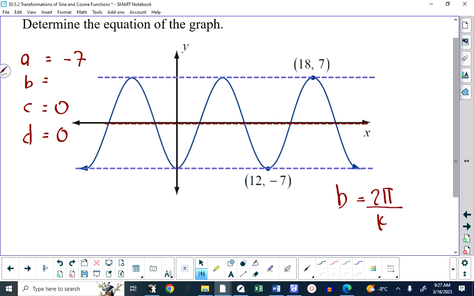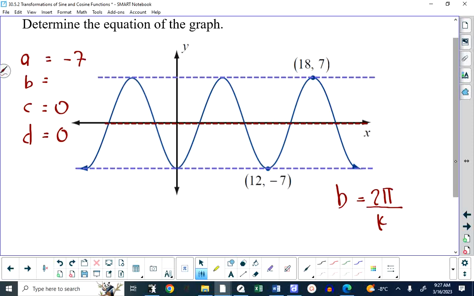12. Excellent. Can you explain why it's 12? And there's a couple of ways to do it. Yeah, from 12 to 18, it's like half of the rotation. Can I stop you there? Perfect. And that's the best way to think.